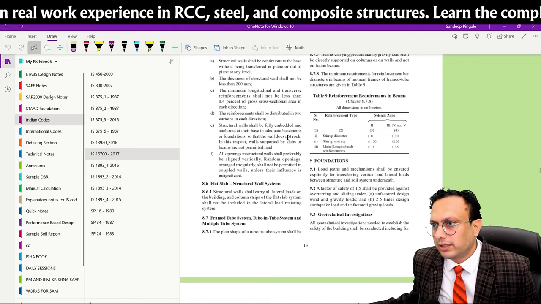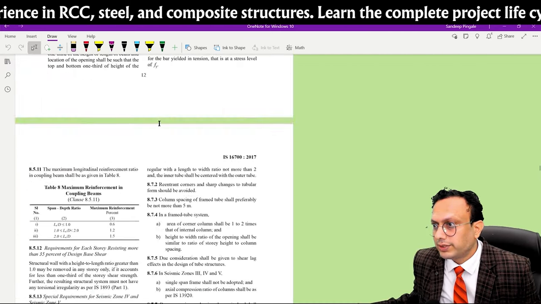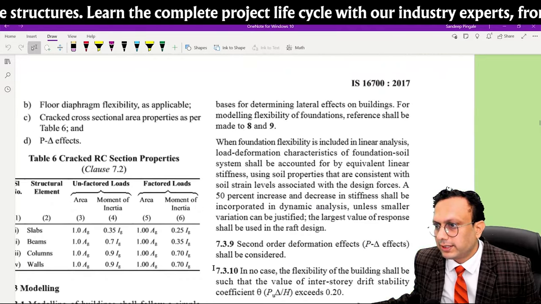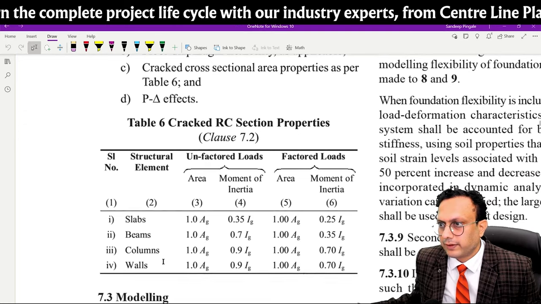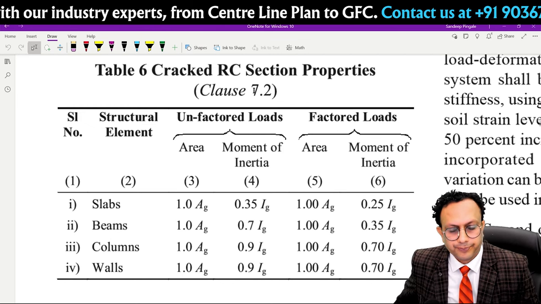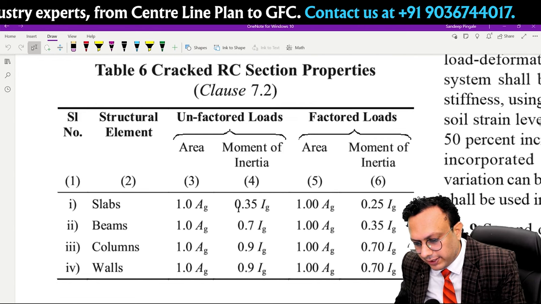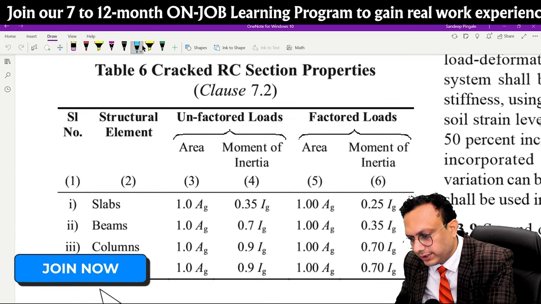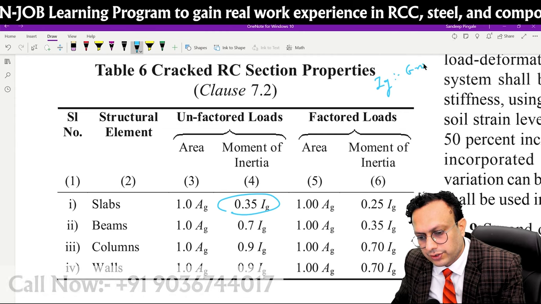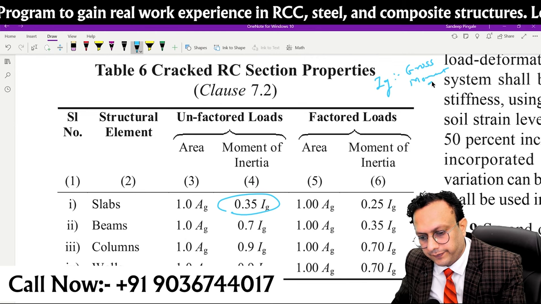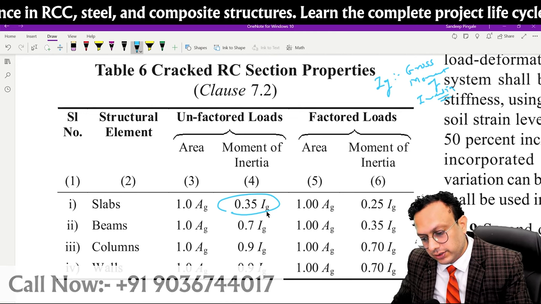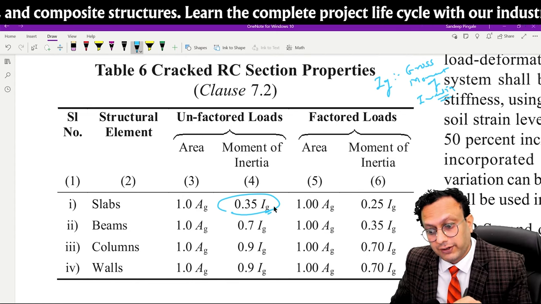This code has comparatively very good information. I would say that this code is a savior for many structural engineers. This is as per Table number 6. What this table is asking you to consider, as per clause number 7.2, is that slabs have 35%. You can crack up to 35% of this, 0.35 Ig. What is Ig? Ig is the gross moment of inertia. So that is getting reduced, not by 35%, but reduced to 35%.